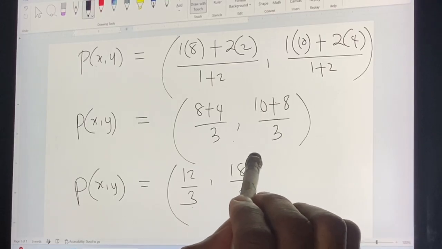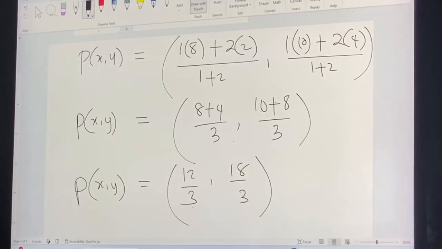Please take note. In our next video, we're gonna focus on external division, and also focus on external division for an unknown coordinate, and again focus on external division for an unknown endpoint, and also for an unknown endpoint and coordinates.